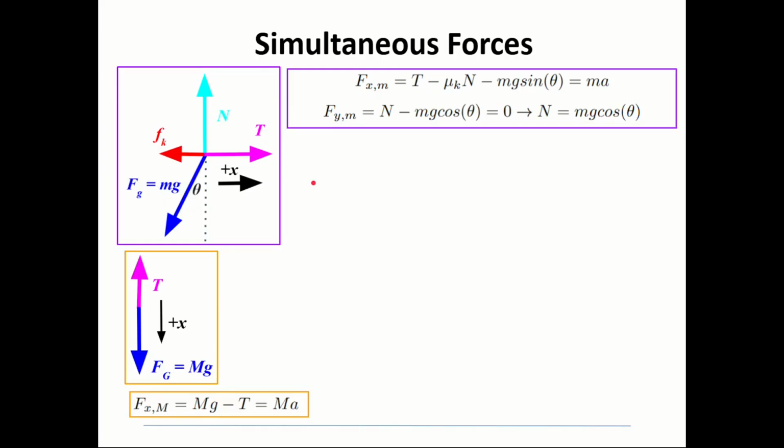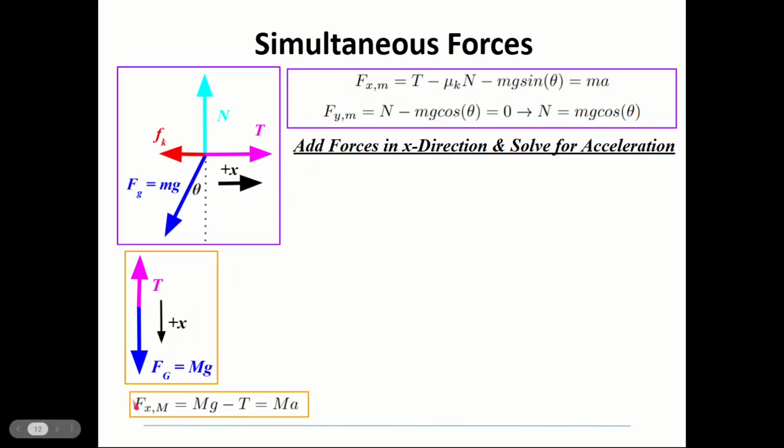Now, what we're going to be doing is taking our two equations from our mass on the incline, and our one equation over here from our hanging mass, and combining them together. To begin, I'm going to combine the forces in the x direction. So I'm going to add the force in the x direction for little m and the force in the x direction for capital M.